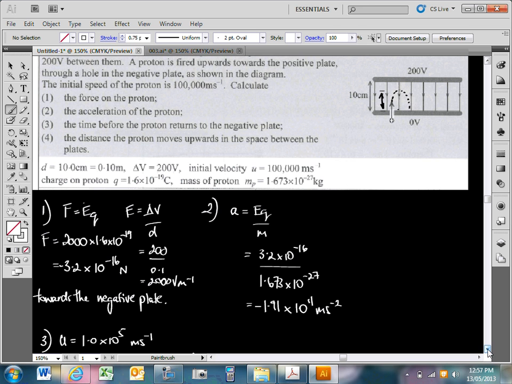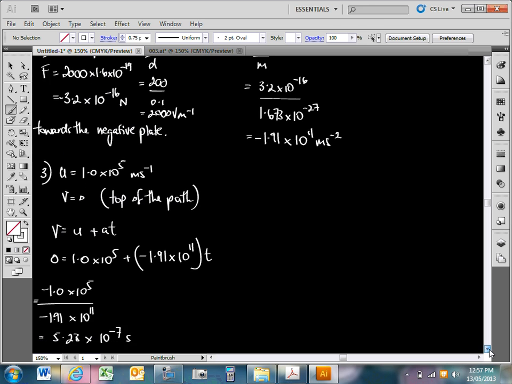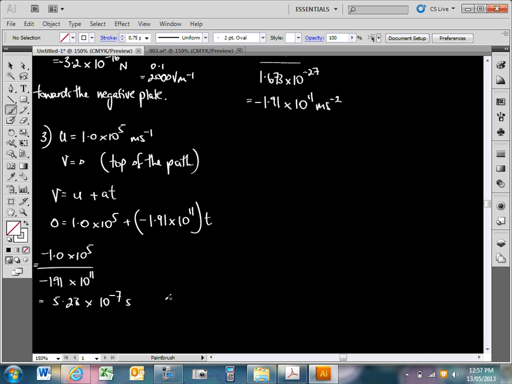Okay, so for the entire path, up and down, it's 2 times 5.23 by 10 to the minus 7 seconds. I'll leave it at that.